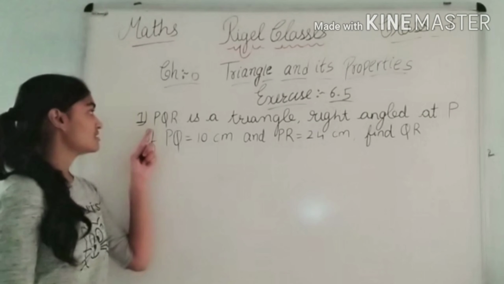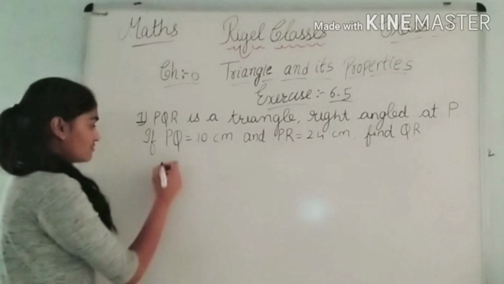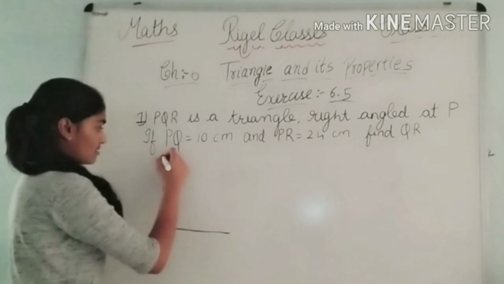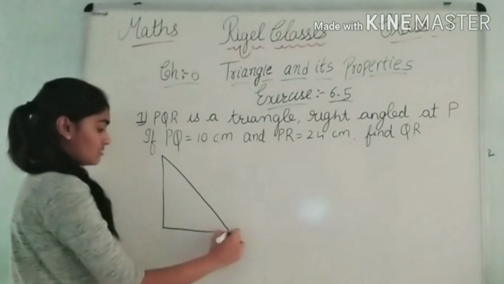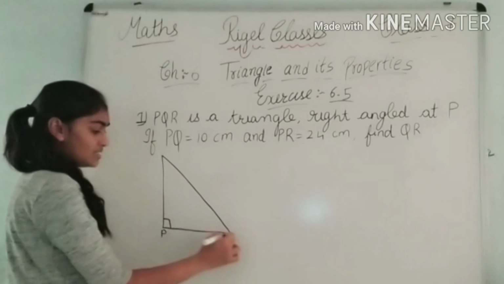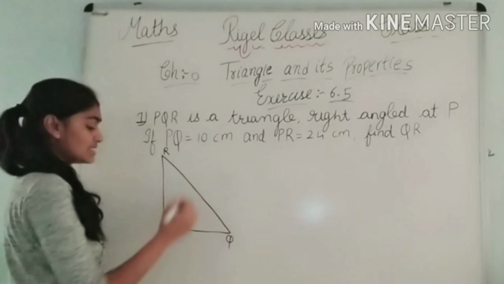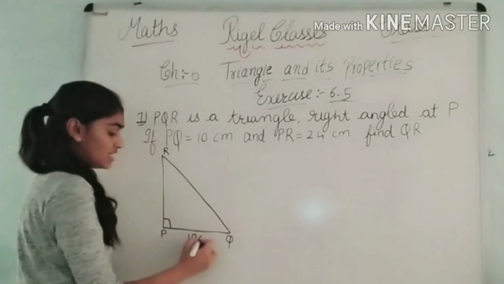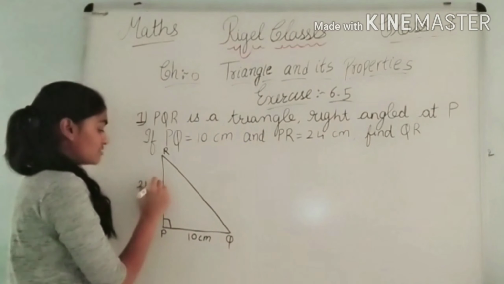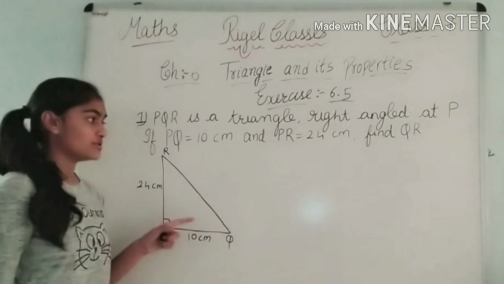So first question is, PQR is a triangle right angled at P. So here we will draw triangle PQR. Here it is given P is at right angle, so here we will give it the name P, Q and R. If PQ is 10 cm, here PQ 10 cm and PR 24 cm, then find QR. We need to find the hypotenuse.